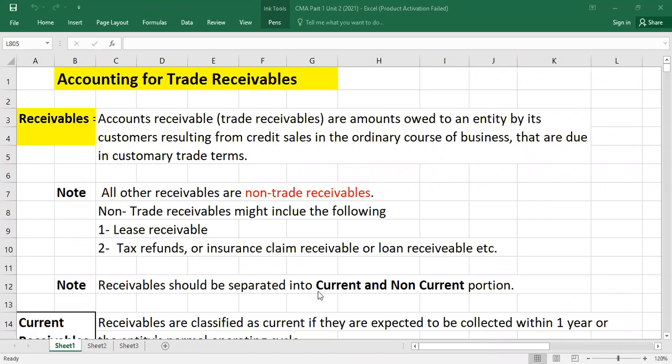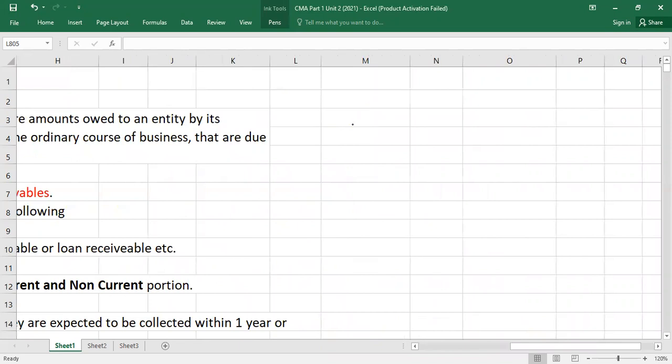Hello guys, today we are going to talk about accounting for receivables, and this is going to be your unit number 2. It's the first lecture on unit number 2. In unit number 2, we have in total 2 main topics. We have to learn accounting for receivables, and the second topic is accounting for inventory. So these are the 2 topics.